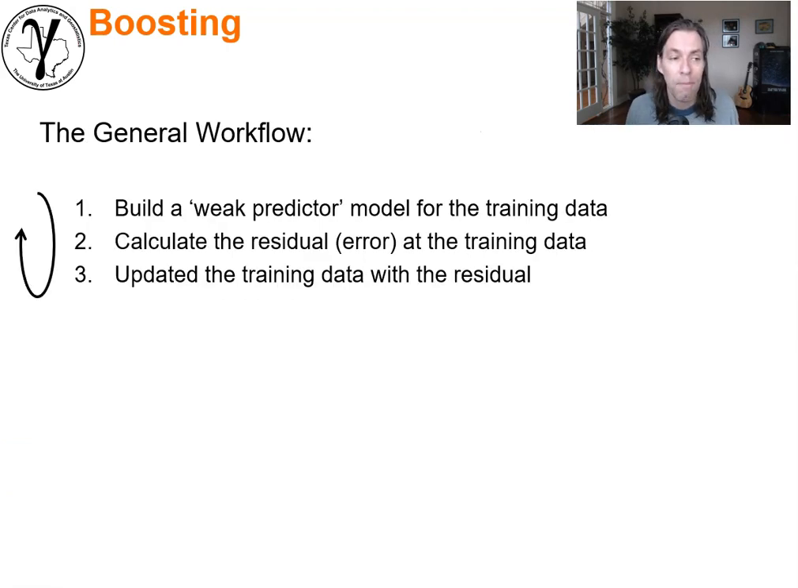Okay, so what's the general workflow? We're going to build a weak predictor model. In fact, imagine a model that's dramatically underfit. I'll mention it later. The model could be barely better than random. Okay? It has a high degree of error. We calculate the residual of the error at the training data. We update the training data with that residual, and now we repeat. Build a weak predictor on that residual, calculate the second residual, update the training data, which was residual, with the second residual. Now build a weak predictor on the second residual. Calculate the residual error, which is now the third residual, and continue, continue, continue.